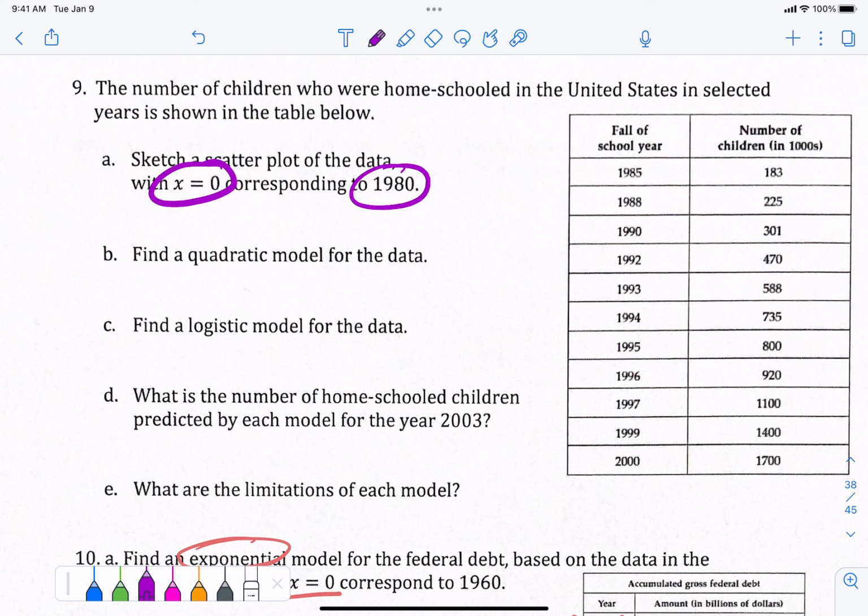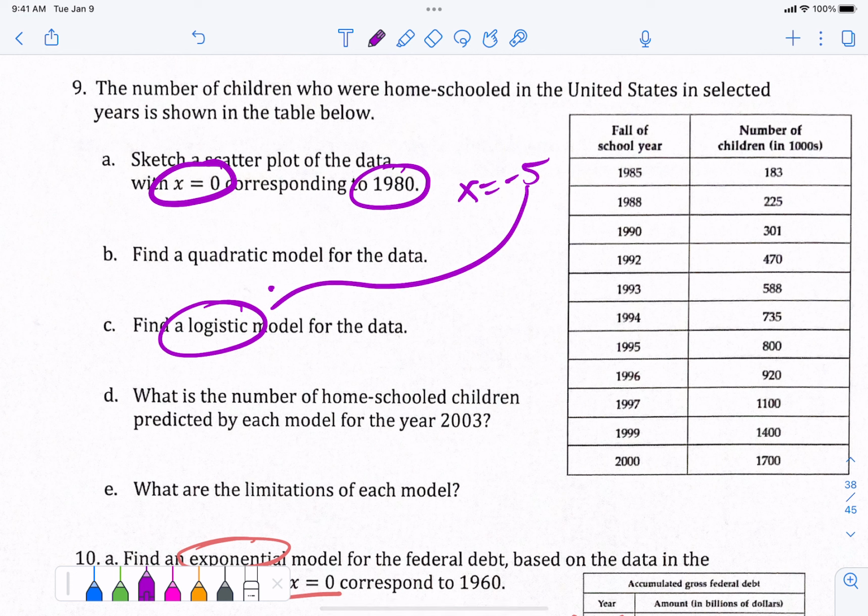If it spits out a logistic model for me, and they say find the value in 1975, that would technically be x equals negative 5. I cannot plug a negative number into that model, so I could not evaluate. If they assign that x equals 0 has to start at 1980, that means I can't plug in any years before or including 1980 into that model. So your limitation would be I couldn't evaluate any years before 1980 using the logistic model.